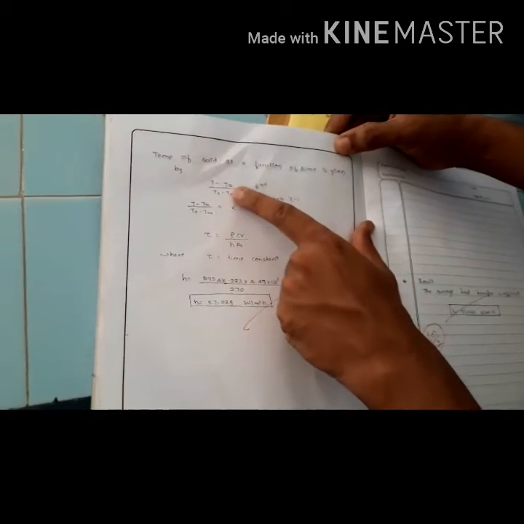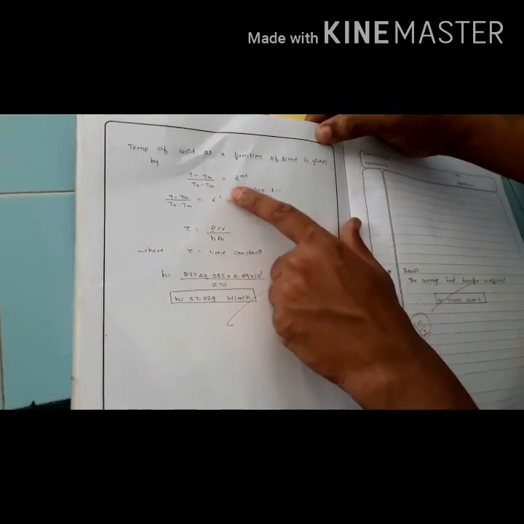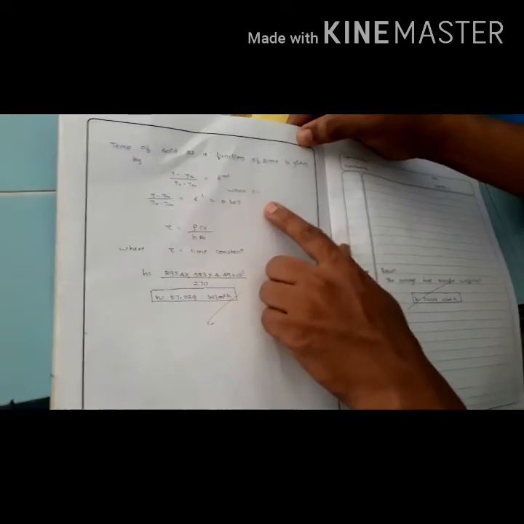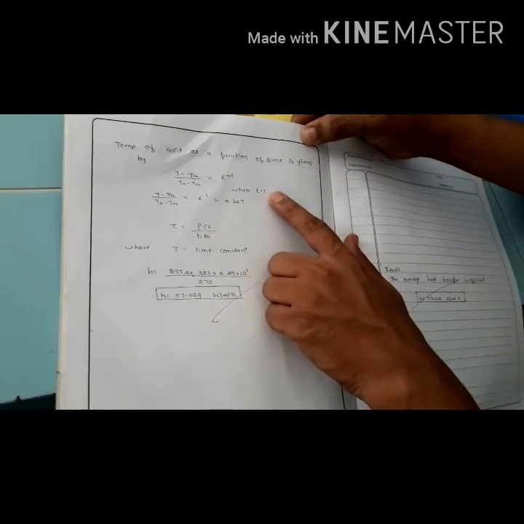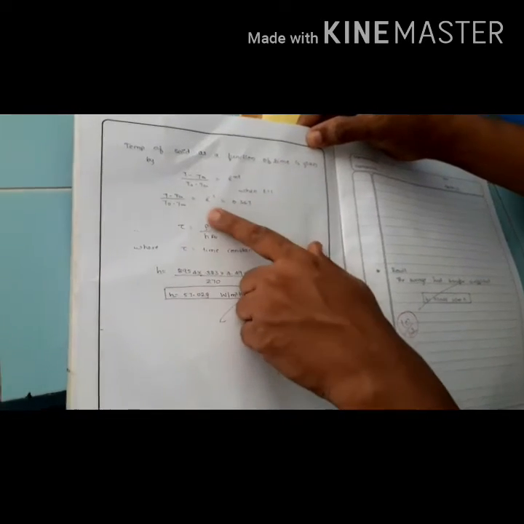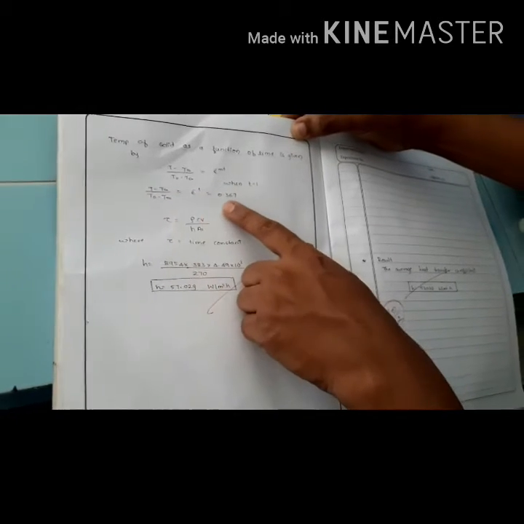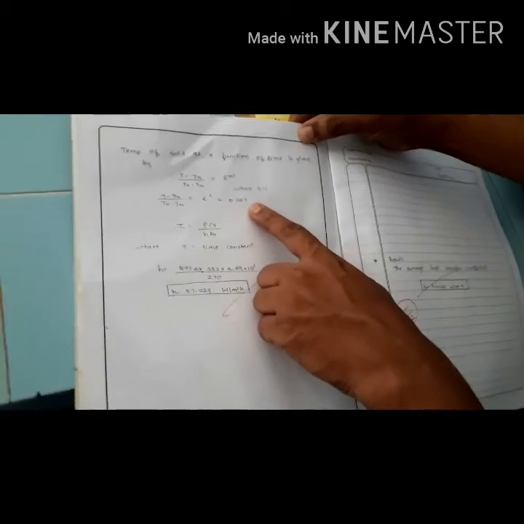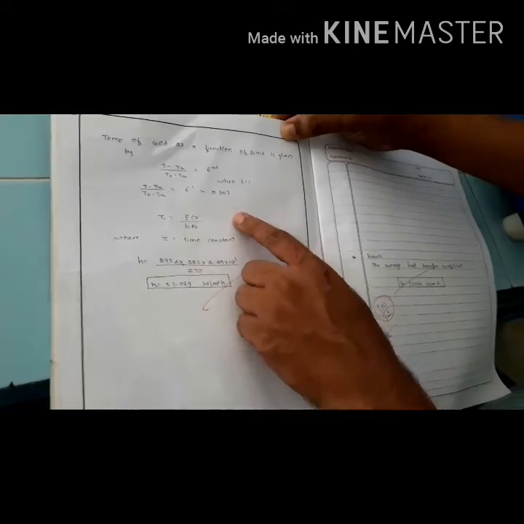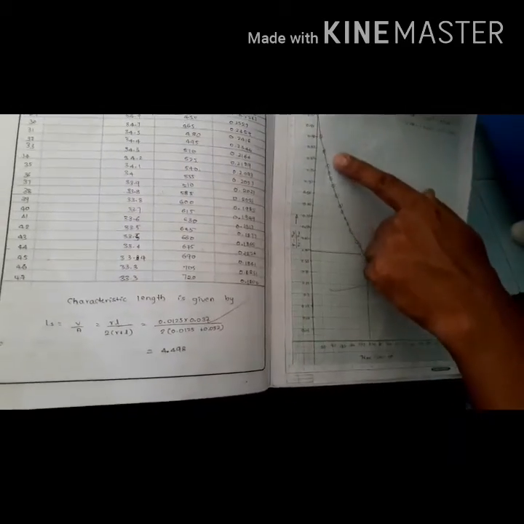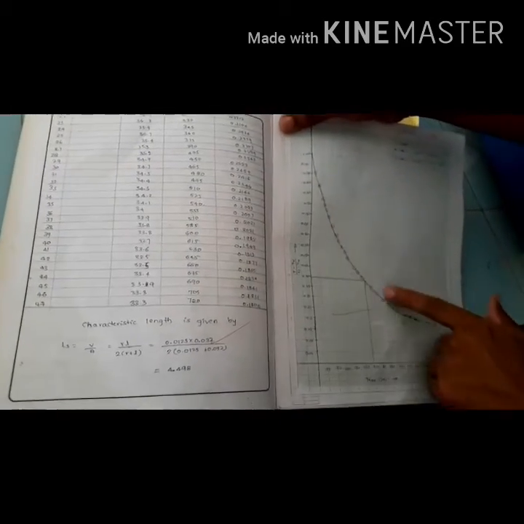That is, T minus T infinity divided by T naught minus T infinity is equal to e raised to minus mt. When t is equal to unity seconds, we calculate T minus T infinity divided by T naught minus T infinity as 0.367. We got that. Now, for the temperature curve, for all readings, we will get a curve like this.